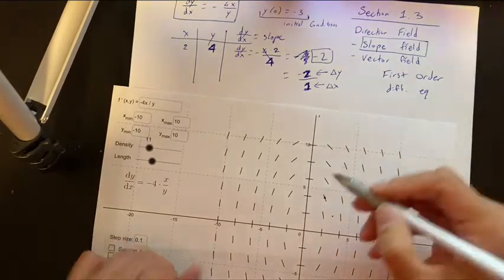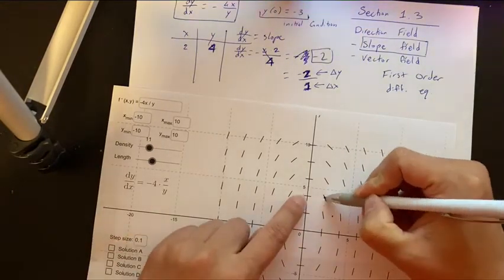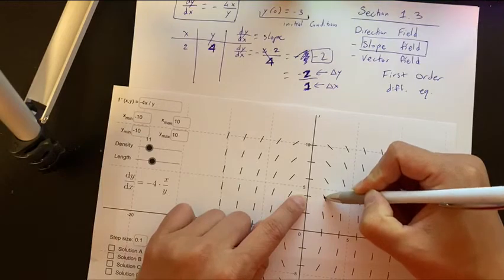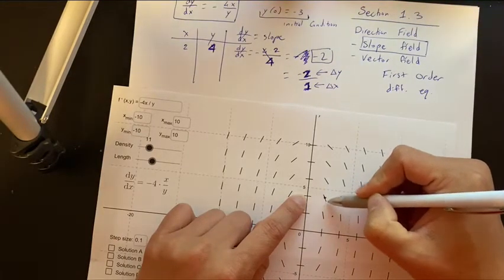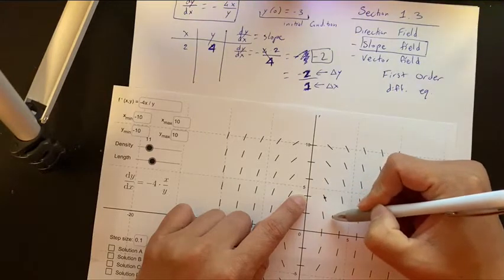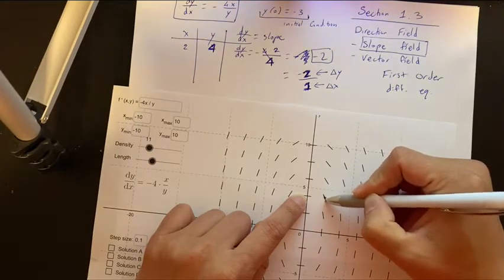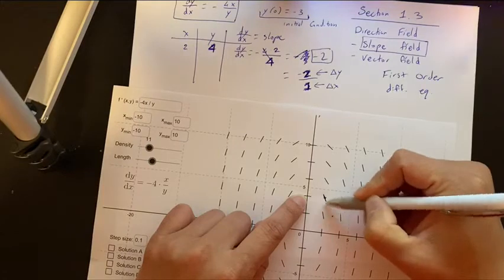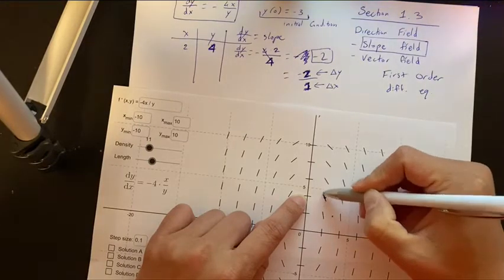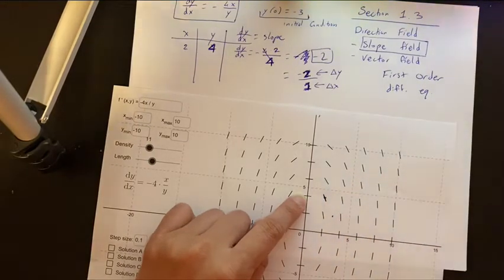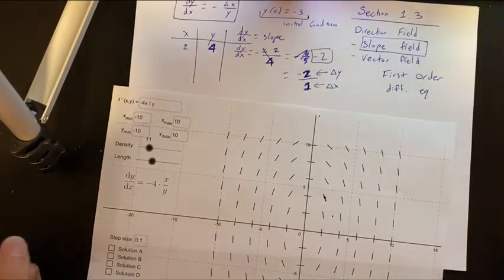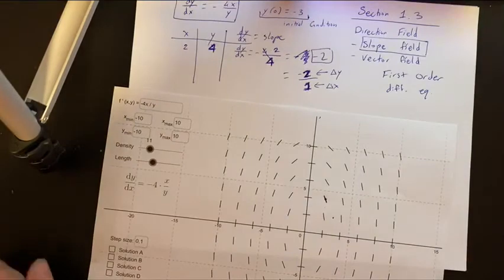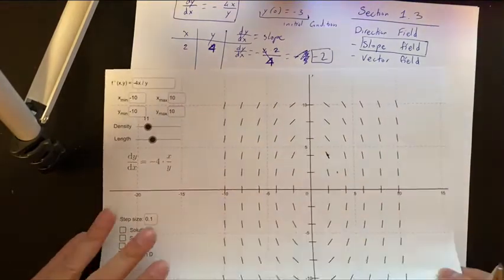So here's the point 2, 4. And at 2, 4, my slope is a negative 2, which means that it should be heading towards this other point, which is 2 below and 1 over. And you see that indeed it's heading towards this other point. So this slope is a negative 2. And if you keep on doing this for all the other points, you'll get something like this. And this is the slope field.